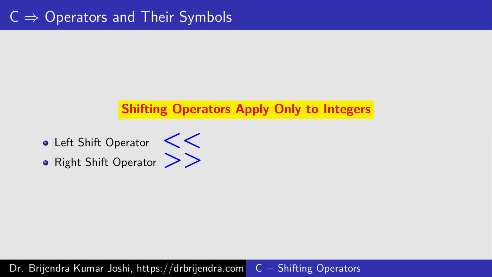This is the left shift operator. It means the bit pattern of the operand gets shifted towards the left hand side by 1 bit position. On similar lines, this represents the double greater than symbol. We call it the right shift operator.